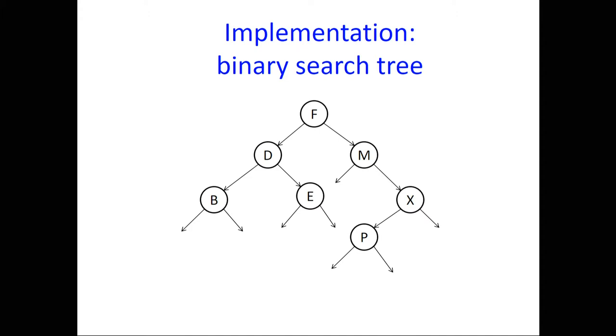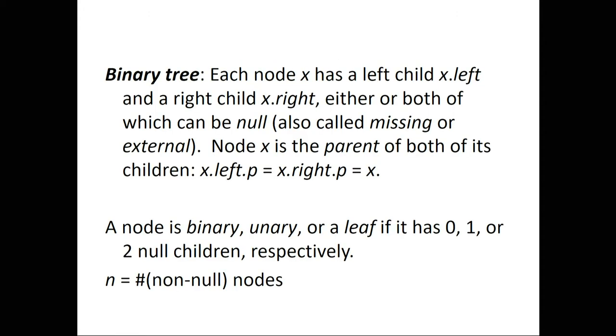Everything in the left subtree is smaller than F in alphabetical order. Everything in the right subtree is bigger, and that property holds in lower levels of the tree. So this just repeats what I've said. A node either has two children or one child or no children. We think of the missing children as being null or missing. I'll denote by N the total number of nodes in the tree.